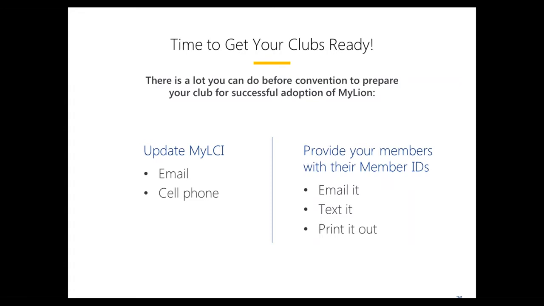The first thing to do is ask your club secretaries to update every club member's personal information in MyLCI. And most importantly, this is finally the right time to provide a personal email address or mobile phone number for each club member. This information is important as it will allow us to get download links and text codes out to every Lion at their personal secure email address or mobile phone number when MyLion launches.